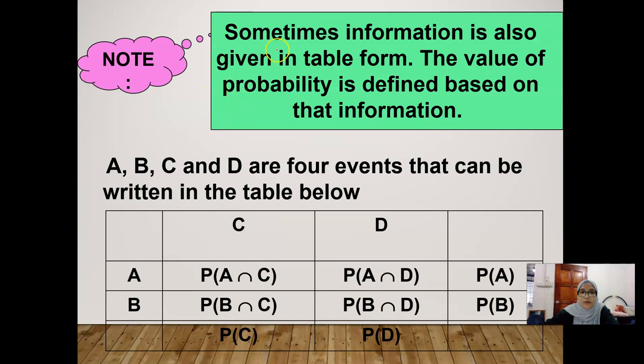Okay, note that sometimes information is also given in table form. The value of the probability is defined based on that information. So A, B, C, D. This one will be intersection. It depends. Here it is intersection, but if it is union, then use union, which is addition.